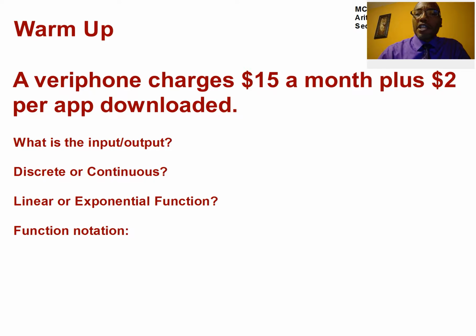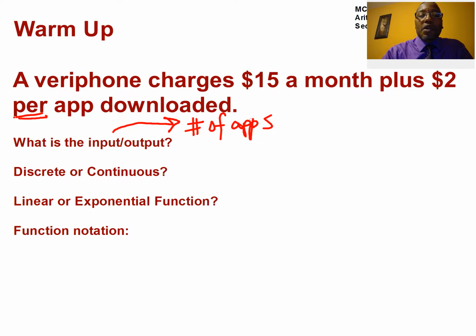Verizon charges $15 a month plus $2 per app downloaded. I said in class to be mindful of what the per or each tell you, because that tells you what the input is. The input for this would be the number of apps, where the output in this case wouldn't be months, but it would be a dollar amount, your total bill.